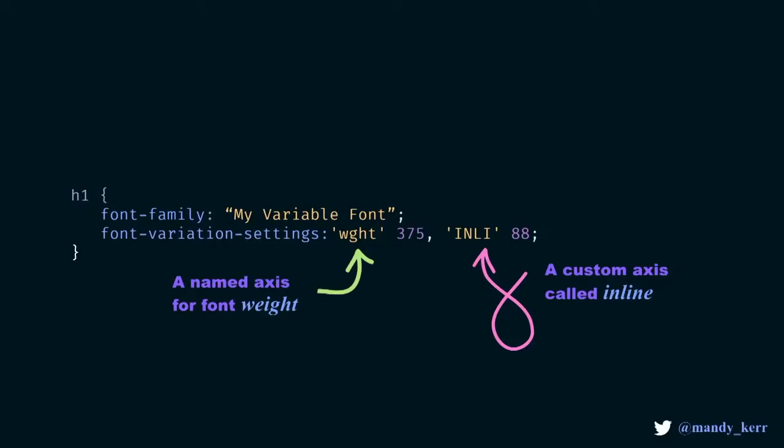So here, I'm defining weight. It's referenced with a four-character code of wght, and then it has an associated value. And then we separate that with a comma, and we can define another axis. The second one is the custom axis called inline. That's referenced with the characters INLI. That's determined by the font designer. And the key difference here is that named axes are in lowercase and custom axes are in uppercase.